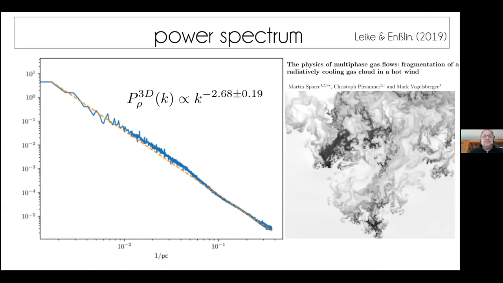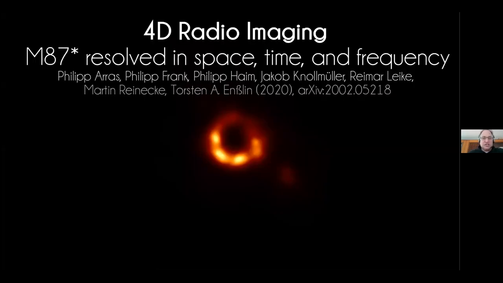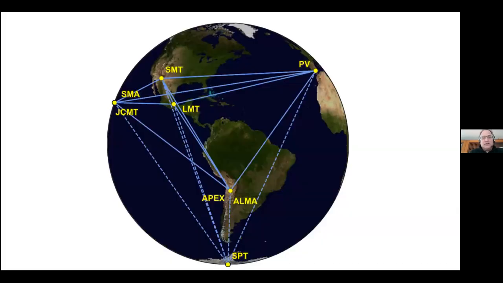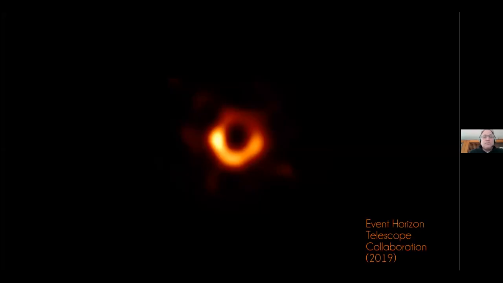This was a 3D reconstruction of something. Let me show you a 4D reconstruction of something: M78 star resolved in space, time, and frequency. The black hole around M78 was observed with the Event Horizon Telescope, and the EHT collaboration made this fantastic picture of this accretion ring around the black hole. It was possibly a shadow of the black hole in it.